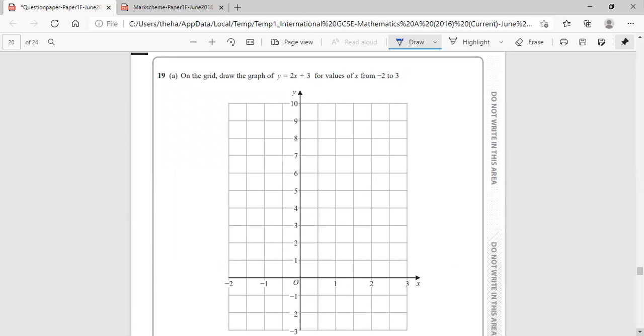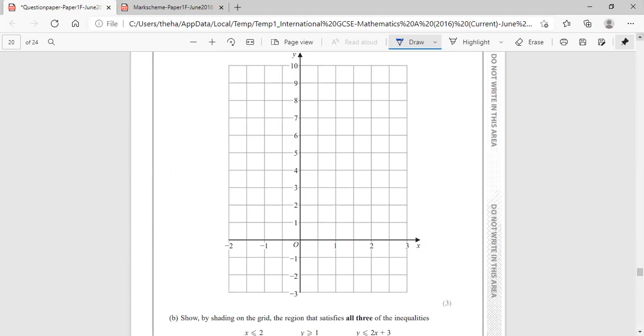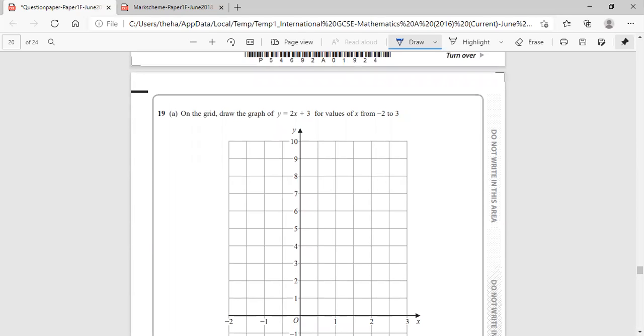So 19a. On the grid, draw the graph of y equals 2x plus 3 for the values of x from negative 2 to 3. Okay, so let's draw this line. So we've got y equals 2x plus 3.